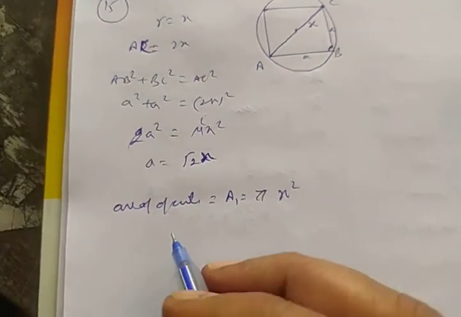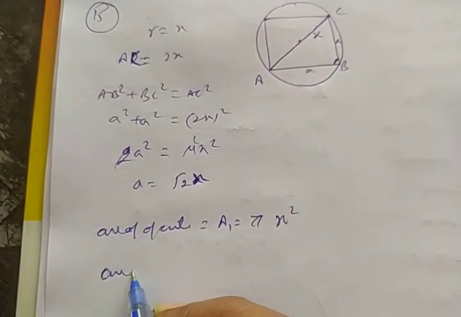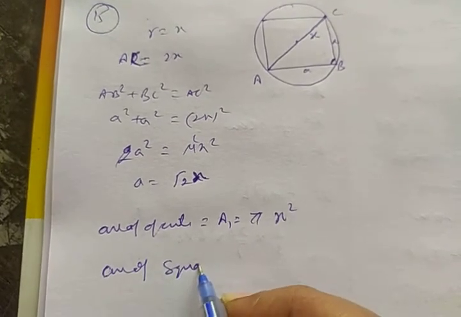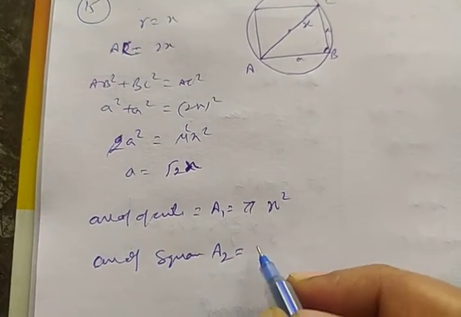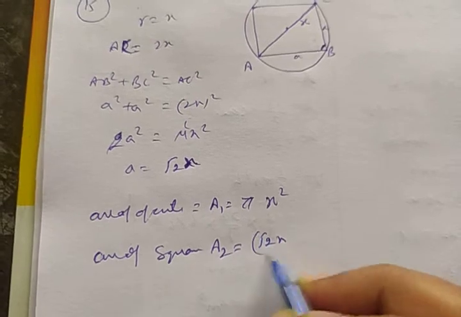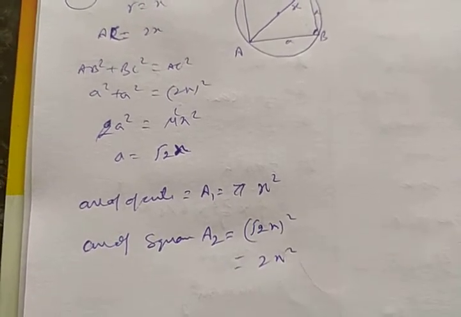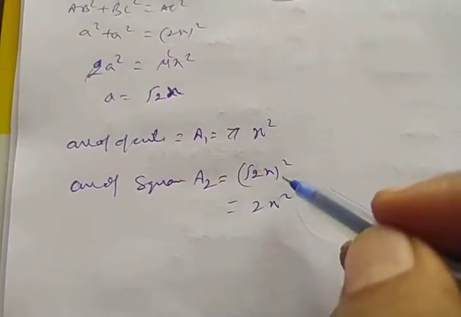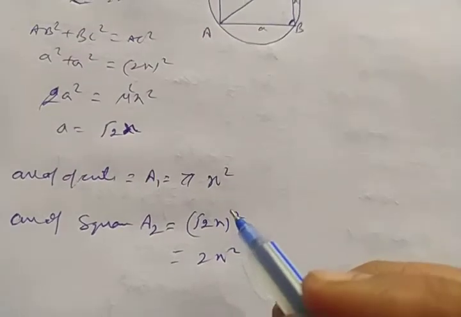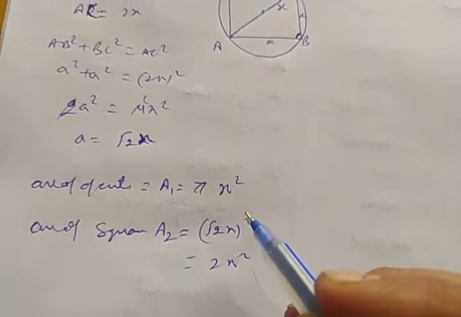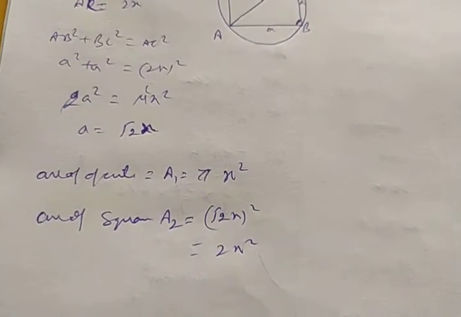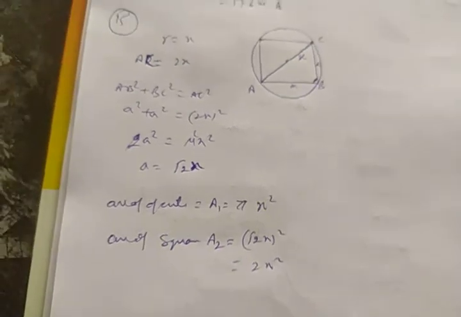Now area of square, let it be A2. A2 is a square root 2x whole square, that is 2x square. Now you have calculated both the areas. Now the question is saying find the ratio of the area of circle and the square.